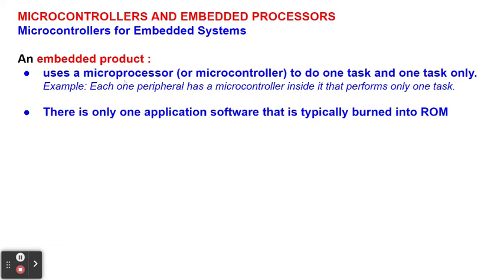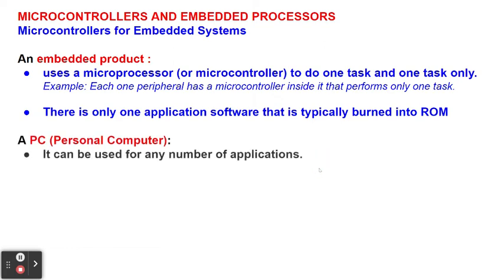So as long as the microprocessor or microcontroller is inside a particular product, then it will be called an embedded product. And also one of the rules is that it will only do one particular task or one specific task only. And there is only one application software that is typically burned into the read-only memory.